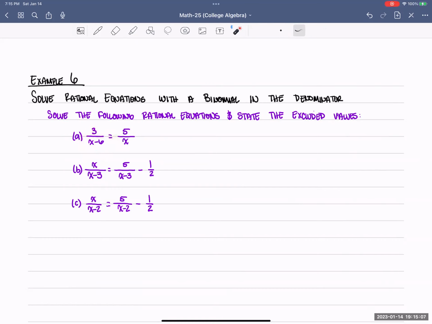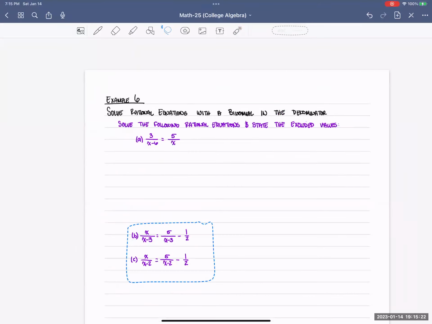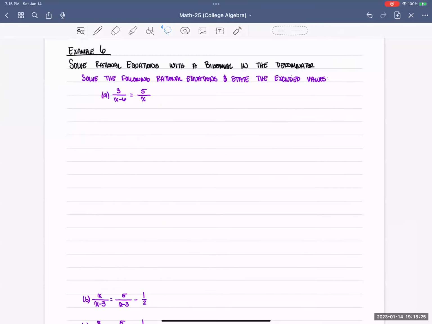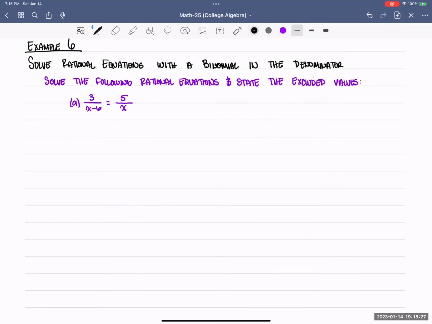A binomial is an entire phrase, so we can't just say, oh, there's an x here and an x here. What we have to do is find something large enough that's divisible by the two of them. So for this first example, we are going to move this out of the way really quick. Here our LCD is going to be just a tiniest bit different. LCD is something large enough that's divisible by both x minus 6 and also x.